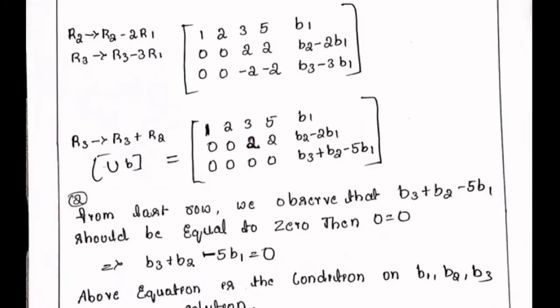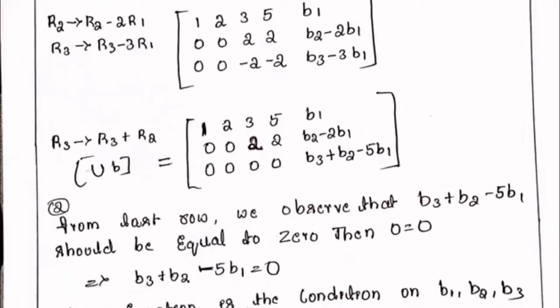So the next step is this. We got this, and now in row 3 we have minus 2, and in row 2 we have 2. So I can add row 2 and row 3, so minus 2 plus 2 becomes 0 here. Again we added these two, so b3 minus 3b1 plus b2 minus 2b1. If you add it, what you get is b3 plus b2 minus 5b1. That is what you get.